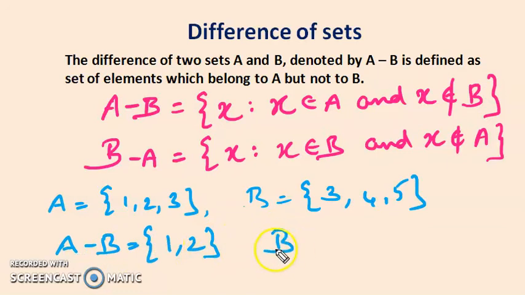And what are the elements in B difference A? Those elements which are present in B should not be contained in A. So 3 is there in A; therefore, except 3, we write the elements 4 and 5 in B difference A. This is the example given for A difference B and B difference A.